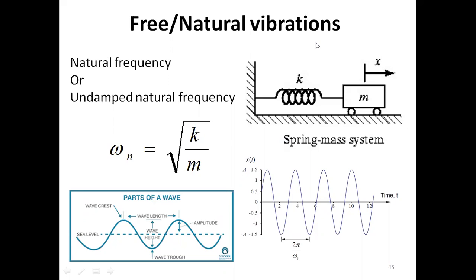As we discussed before, free and natural vibration is when the system is disturbed, the force of excitation is applied, but during the vibration, there is no force of excitation. And the system is vibrating on its own. It is vibrating in the absence of the force of excitation. So such type of vibration is known as free vibration or natural vibration.